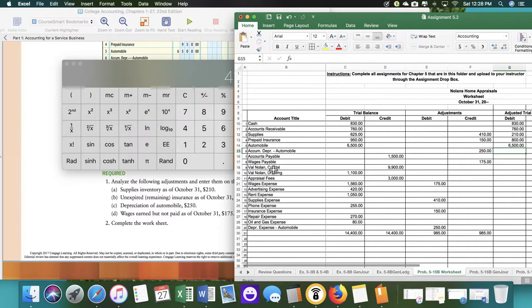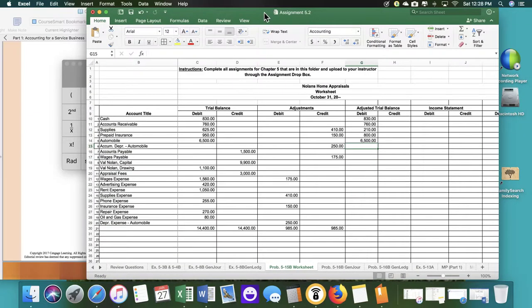Here at the beginning of the automobile accumulated depreciation, we did not have an amount in the trial balance, so we're going to list the $250. In accounts payable, we had a balance of $1,500. Wages payable, we did not have a balance, so we're going to directly use the $175. Capital, we did not adjust, so that amount is going to be the exact same. And then again, we're just going to go down the line.